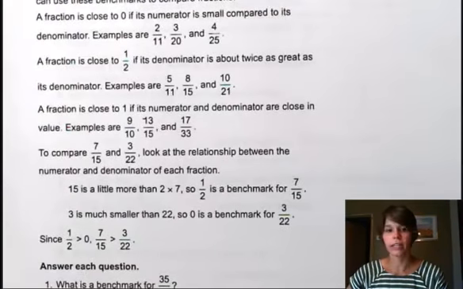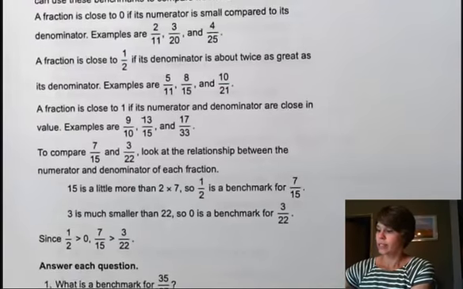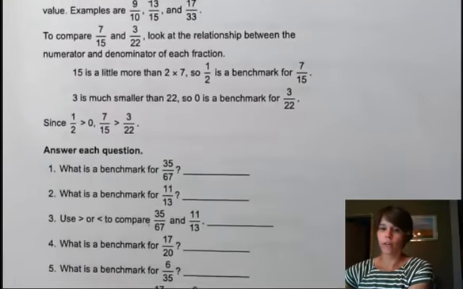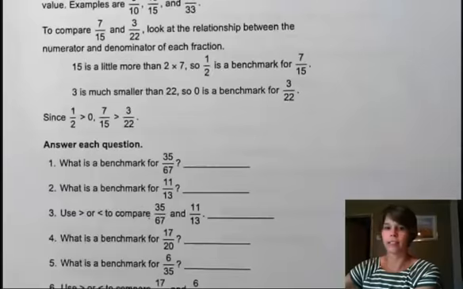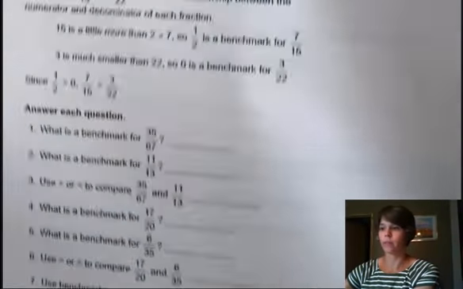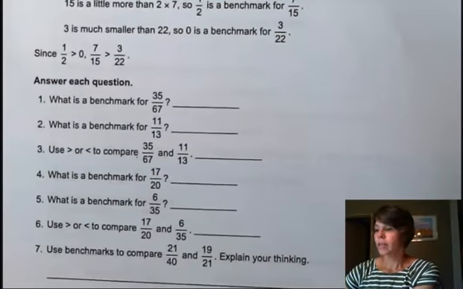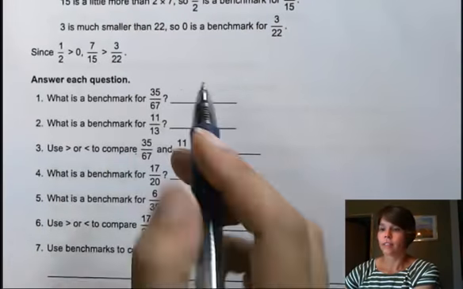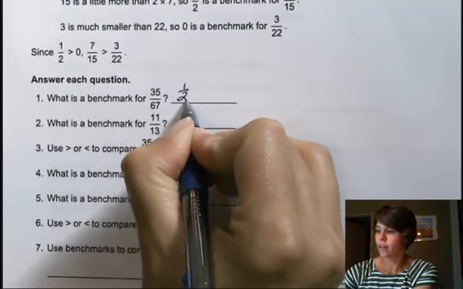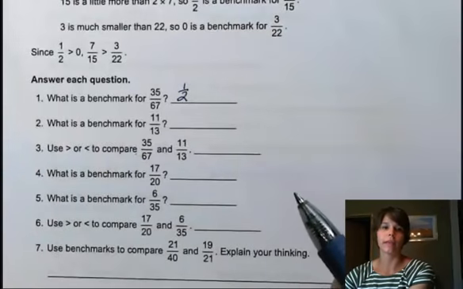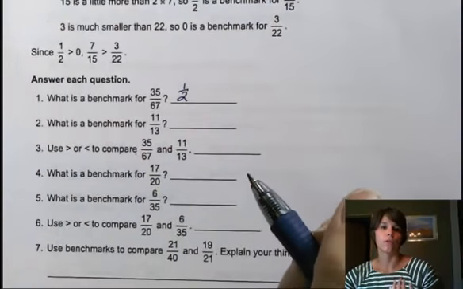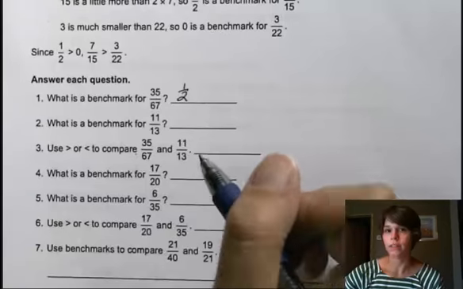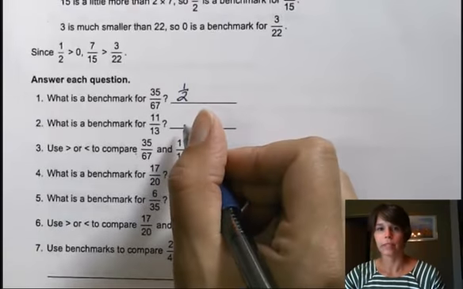So we're going to look at number 1 down below. It says, what is a benchmark for 35/67? Sorry, let me move my papers. I'm going to say benchmark for 35/67 is a half. Because if I multiplied 35 by 2, I'd be at 70. So 35/70ths would be a half. So I'm going to say it's pretty close to that.